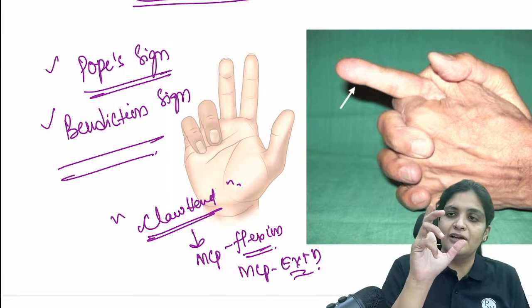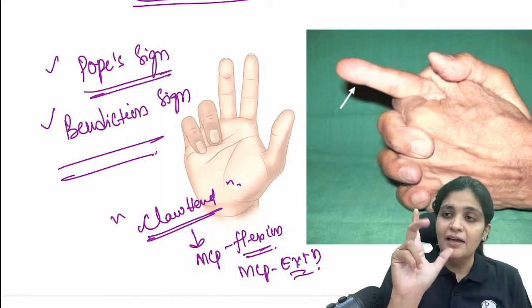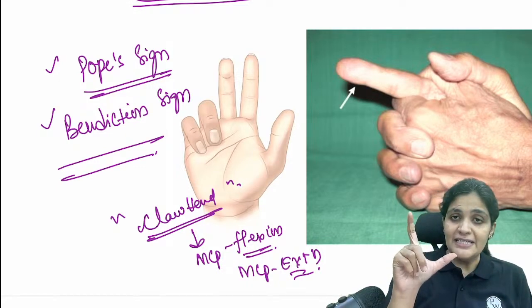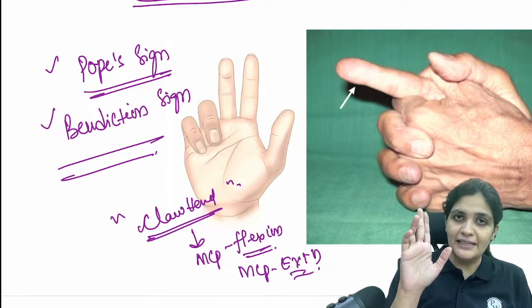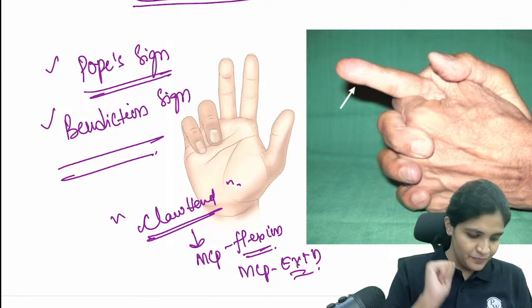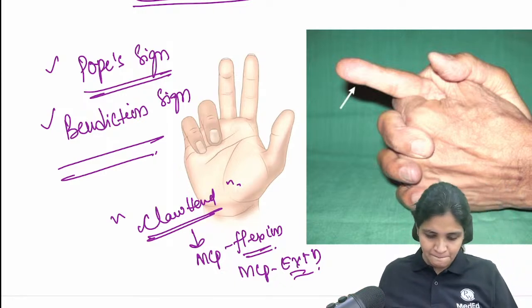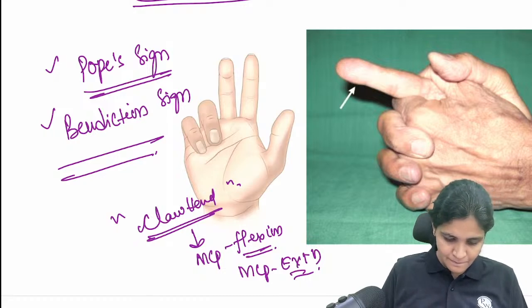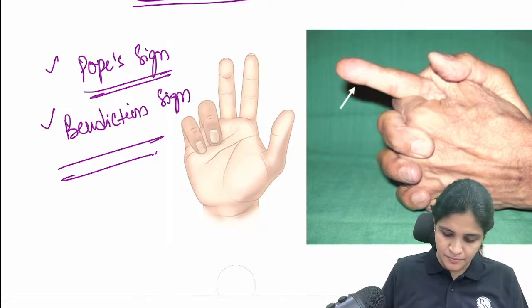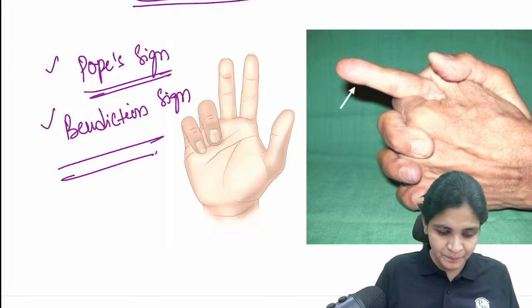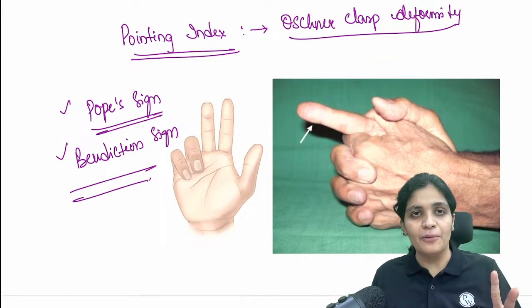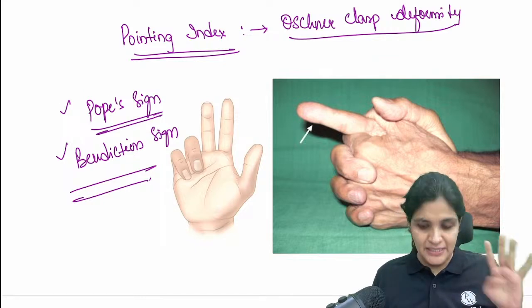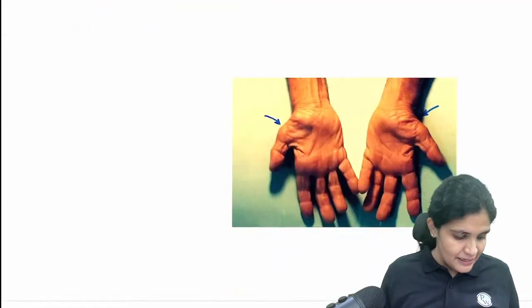So that is what you have to be sure of. Whenever they show you a picture, if it is a Pope's sign or benediction sign, see that the entire MCP is flexed. But if it is a claw hand, it is like this, right? So there will be MCP extension with finger flexion. Okay, is that clear? I will remove this, otherwise you will get confused. Okay, that is just a doubt. Now that is about the median nerve: pointing index, Ochsner's clasp deformity, Pope's sign or the benediction sign.